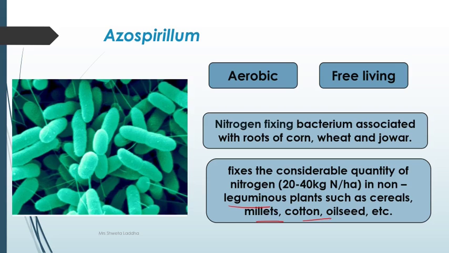So students, today we have discussed first Rhizobium, rod-shaped bacteria which are present in the root nodules of leguminous plants, Acetobacter which is free-living, Azospirillum which is again a free-living aerobic bacteria associated usually with the non-leguminous plants, and Anabaena which is found as a cyanobacteria in Azolla.